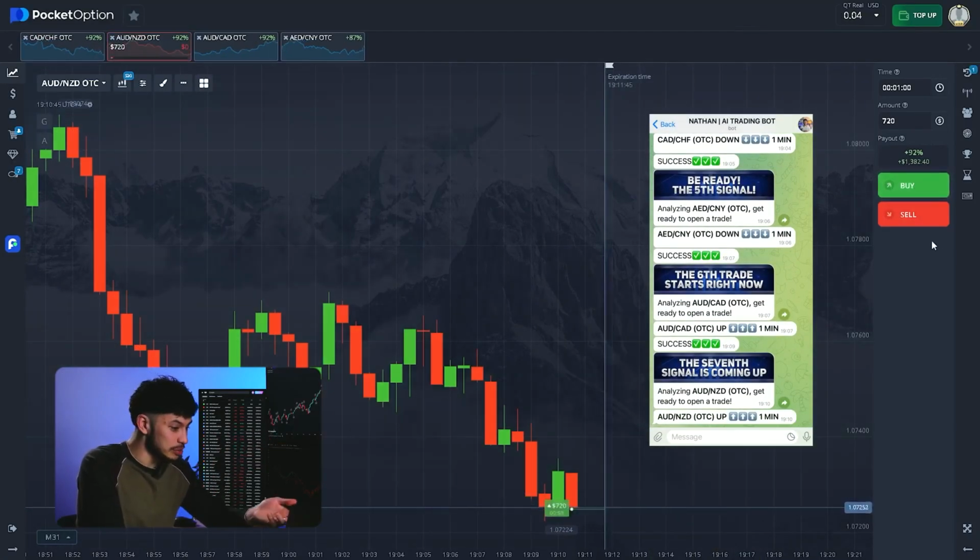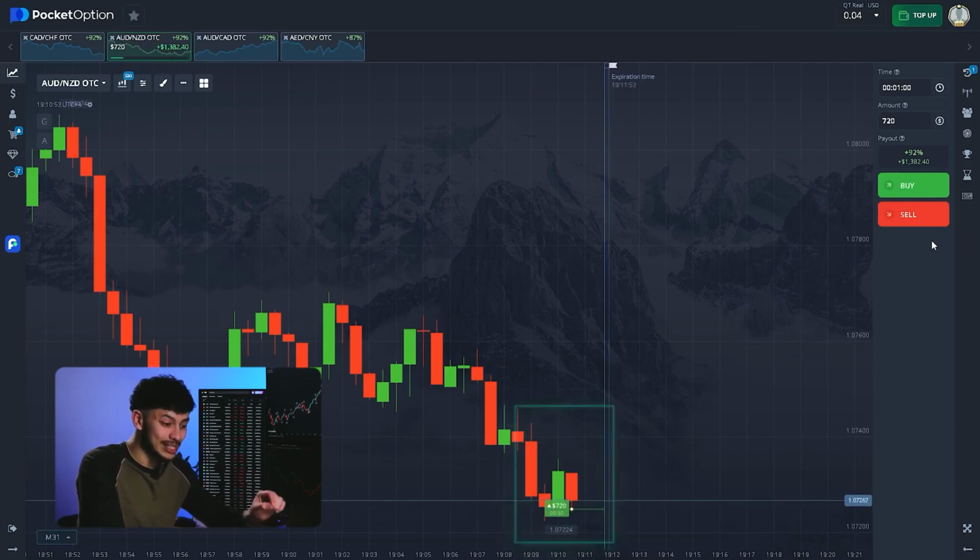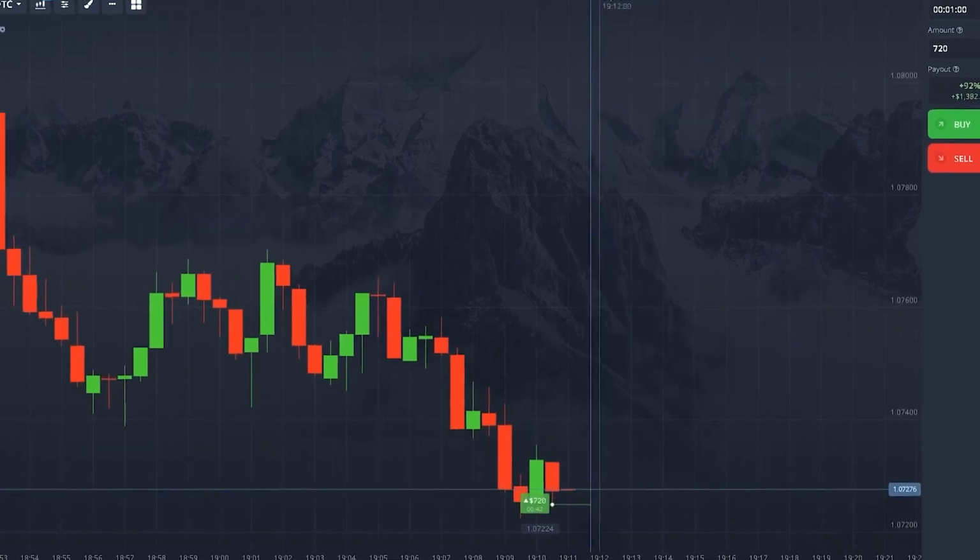I'm going up because the price made a new low but didn't continue downward. Instead, a bullish engulfing pattern formed, suggesting a potential reversal or at least a solid correction. We're expecting upward movement, friends.